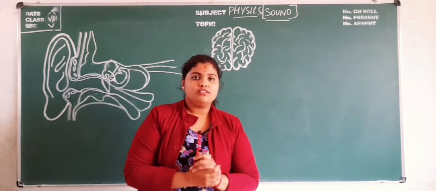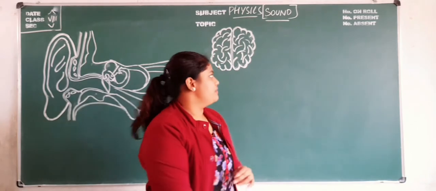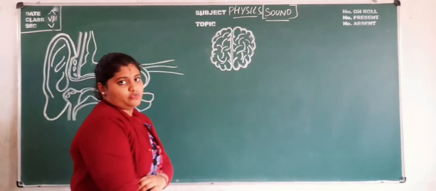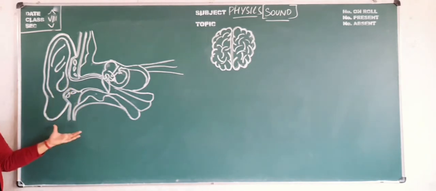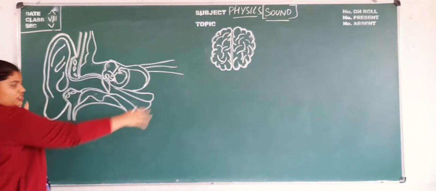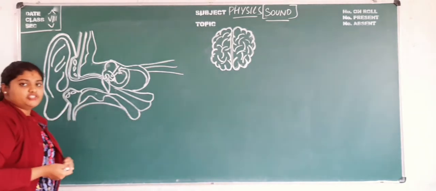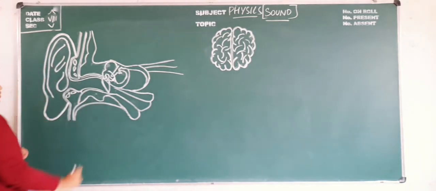The next concept is: how do we hear sound? So this is the structure of the ear. As you can see, this is the human ear, and here we have a brain. In today's class, we shall see how we can hear sound.